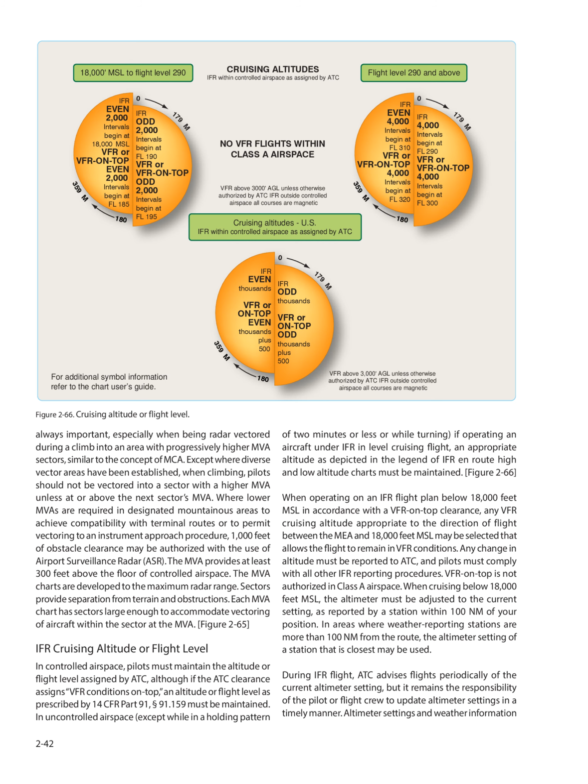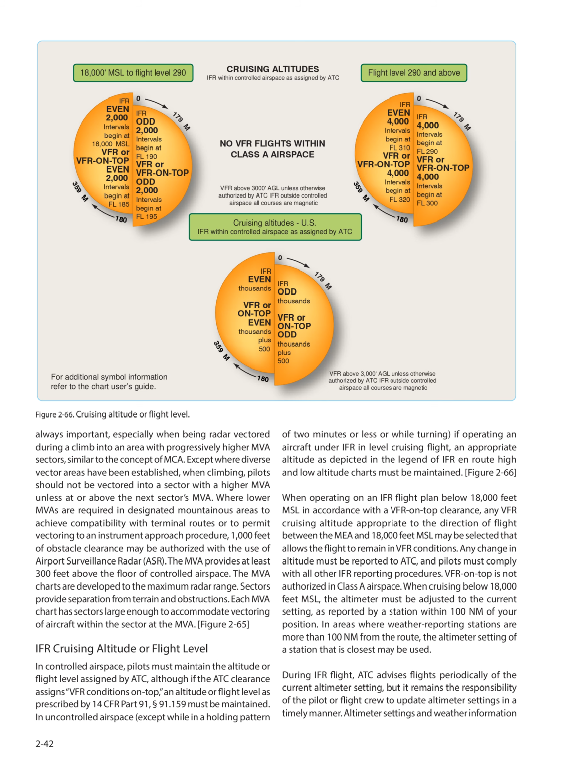Where lower MVAs are required in designated mountainous areas to achieve compatibility with terminal routes or to permit vectoring to an instrument approach procedure, 1,000 feet of obstacle clearance may be authorized with the use of airport surveillance radar, ASR. The MVA provides at least 300 feet above the floor of controlled airspace. The MVA charts are developed to the maximum radar range. Sectors provide separation from terrain and obstructions. Each MVA chart has sectors large enough to accommodate vectoring of aircraft within the sector at the MVA.